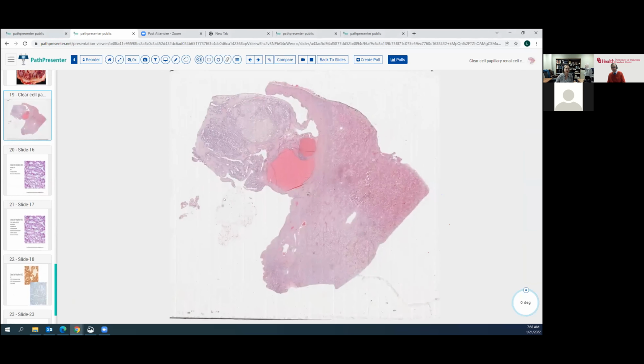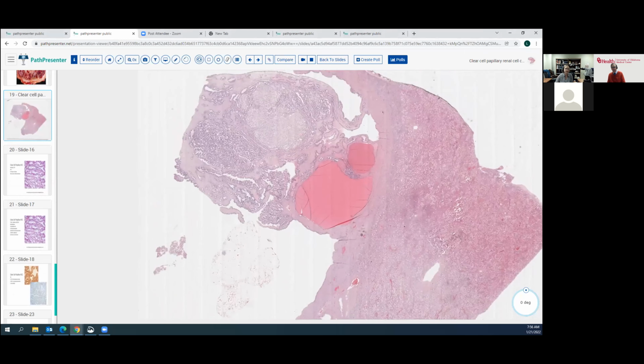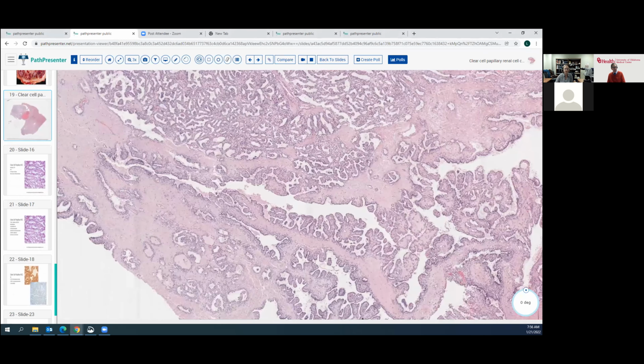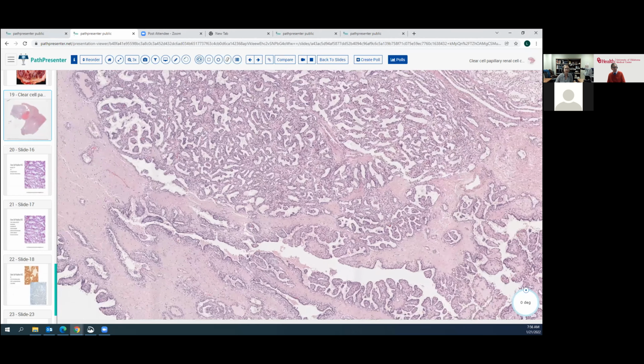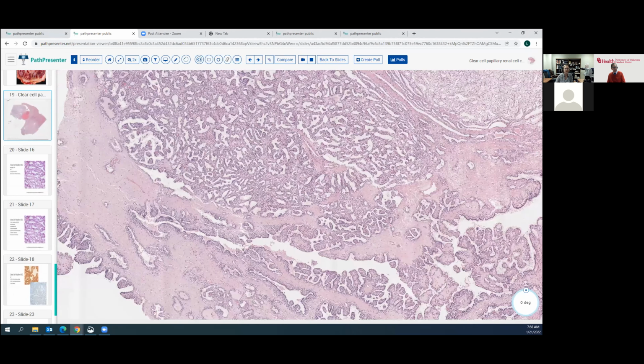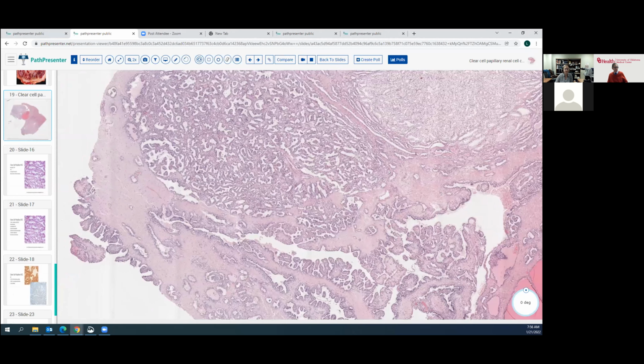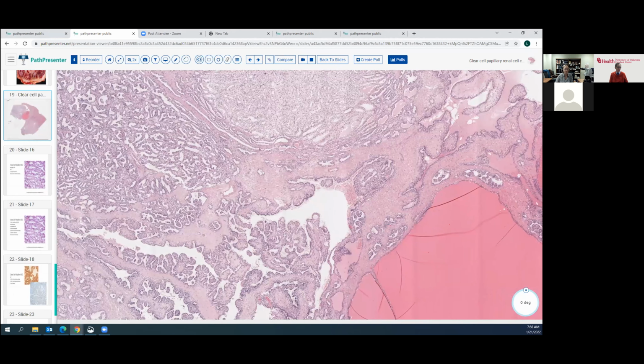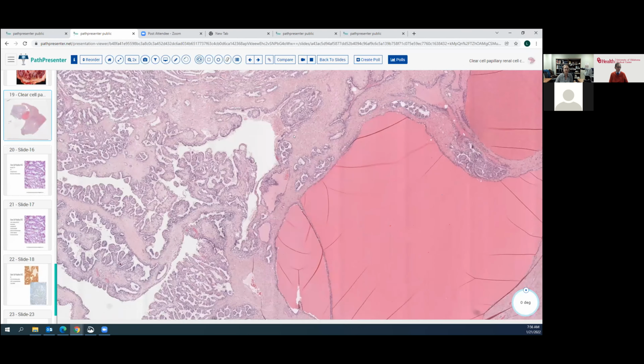Okay, so this is not a pink renal tumor, but it is one of the newer entities, and I just wanted to mention it today because we need to keep this in our differential diagnosis, because these patients do so well. This is an example of a clear cell papillary renal cell carcinoma, which is its own distinct entity.